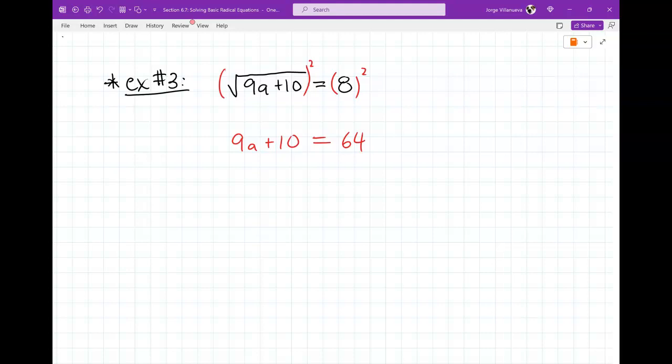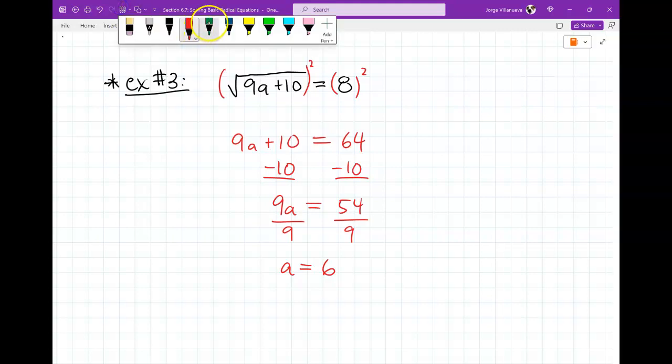Now we'll go ahead and start solving. So to get a by itself, I'm going to get rid of that plus 10 first. So we'll subtract 10 on both sides. That gives me 54 equal to 9a. And if I divide both sides by 9, what do I get? Say it louder. 6. Yeah. I get a equal to 6. So that's my answer. Let's just check it.